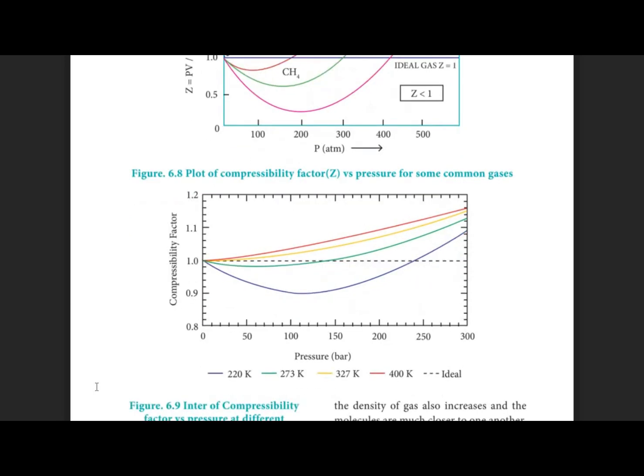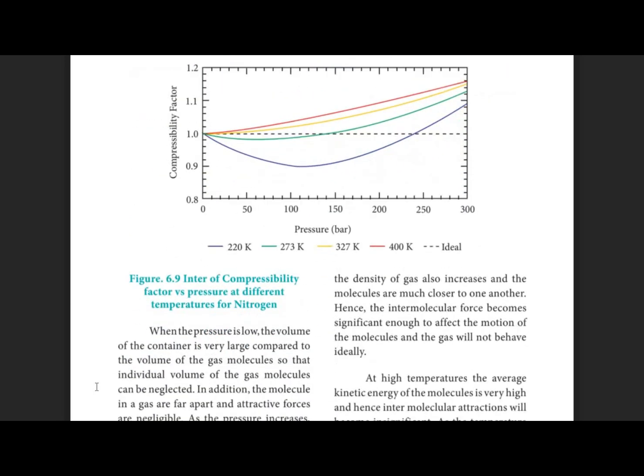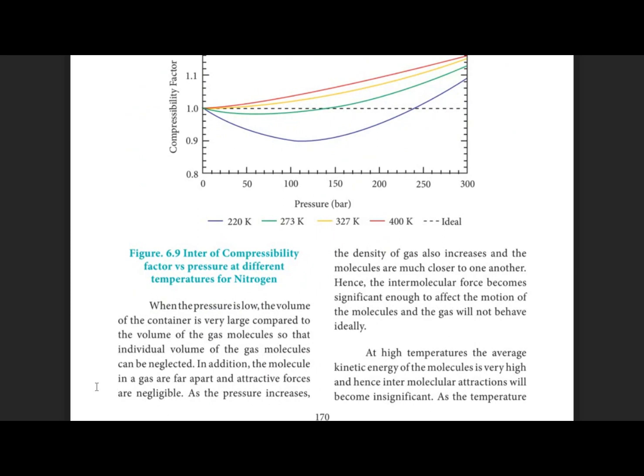the pressure. When the pressure is low, the volume of the container is very large compared to the volume of the gas molecules, so that the individual volume of the gas molecules can be neglected. In addition, the molecules in a gas are far apart and attractive forces are negligible.